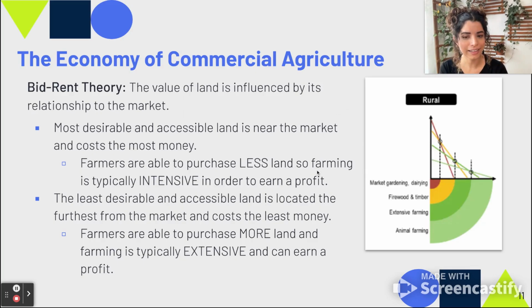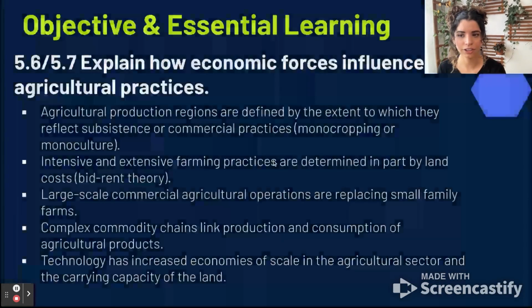Near the market, farmers are able to purchase less land, so farming is typically intensive in order to earn a profit. The least desirable and accessible land is located the furthest from the market and costs the least money. So farmers are able to purchase more land, and farming is typically extensive and can still earn a profit. If we think in terms of distance from the market, something like ranching is going to be much further away. The more land is needed, and the cheaper it is the further away, for that type of agriculture, that's where you're going to see it. Whereas smaller farms with intensive types of products are going to be closer to city centers.